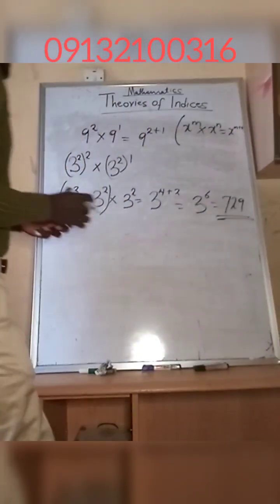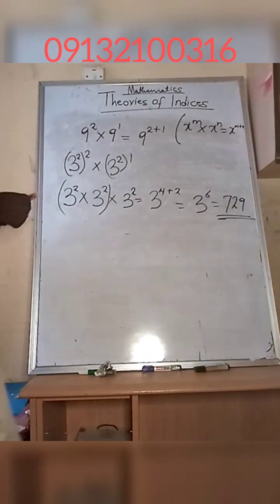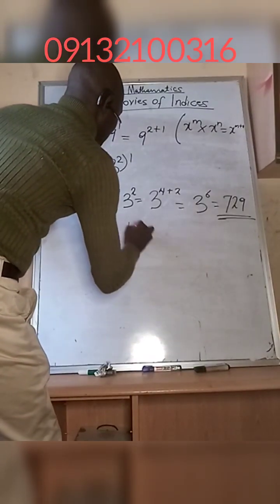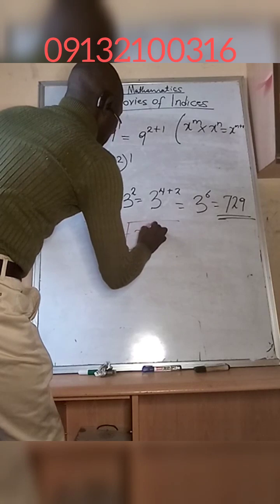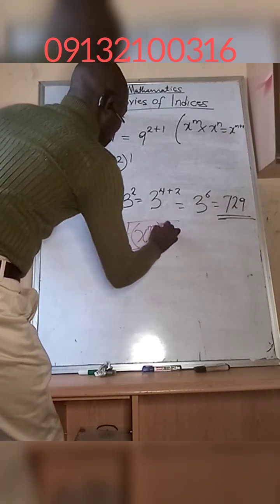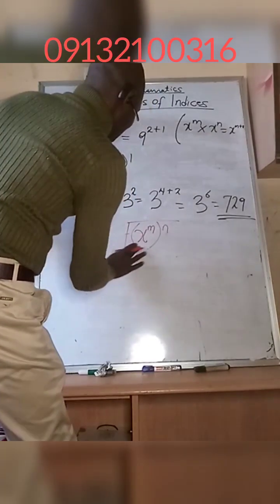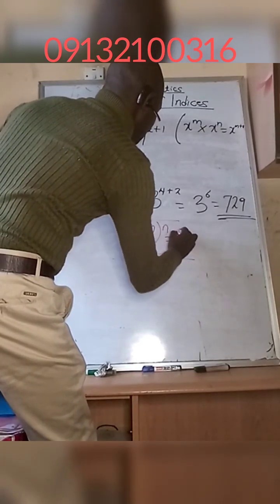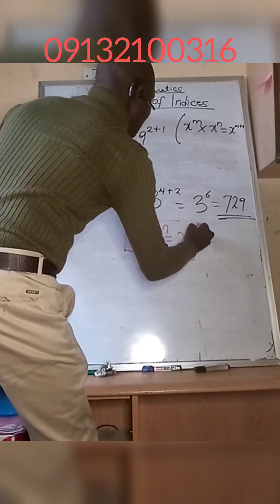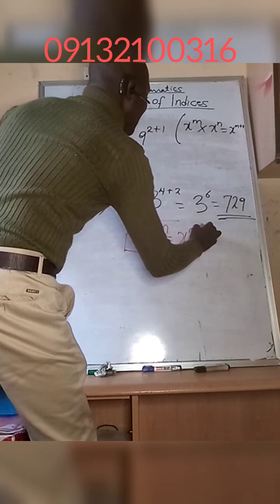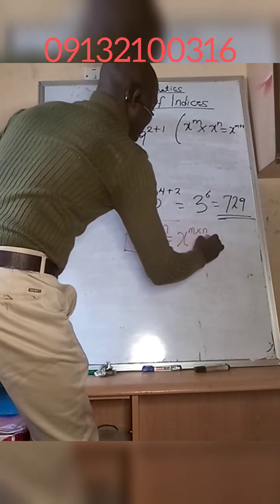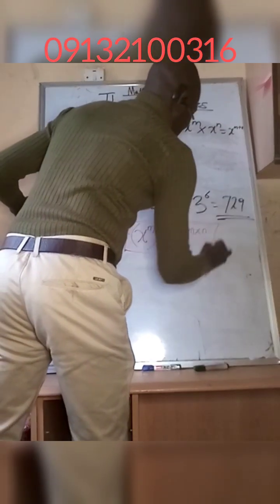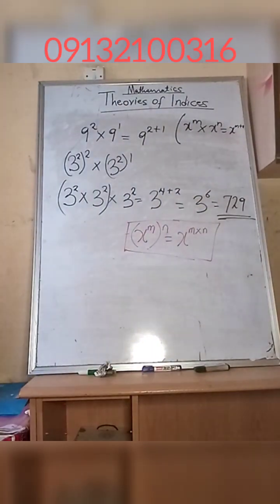Hence, the other rule: x raised to power m in a bracket raised to power n outside the bracket equals x raised to power the power in the bracket times the power outside the bracket. This is the other rule.